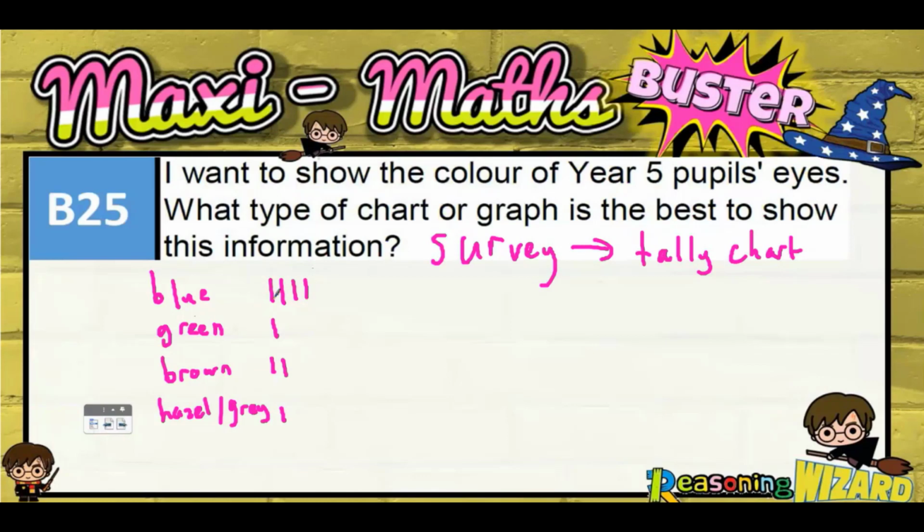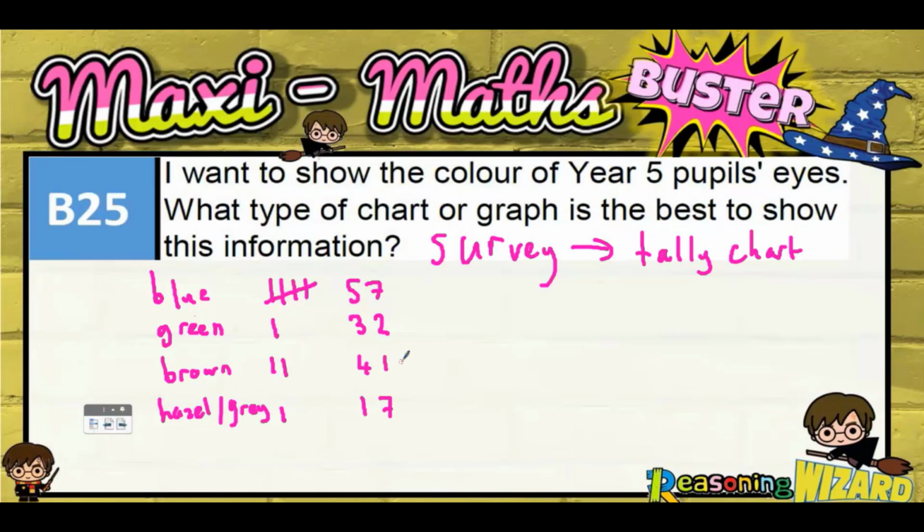Remember, when you do a tally chart, you group 5s together so you can count up in 5s at the end. And once you've collected that information, you find the frequency. And the frequency is just how many tallies. So once you've asked the whole of year 5, you might find that 57 people were blue, 32 were green, 41 were brown, and 17 were grey.